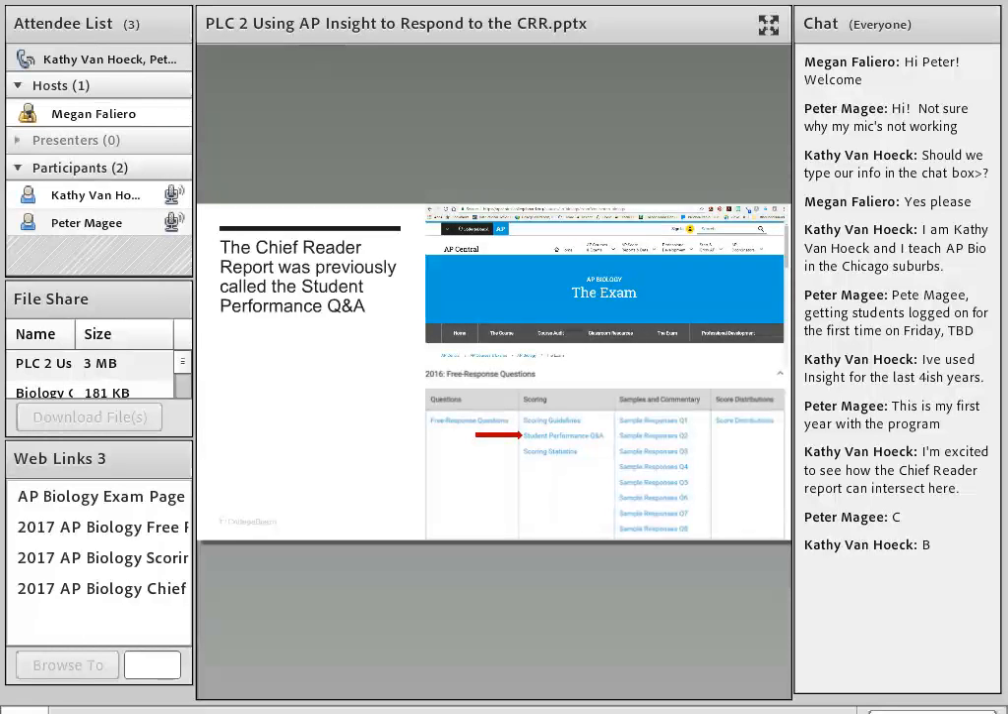So again, it used to be the Student Performance Q&A, and I think that's why they changed it, is a lot of people didn't know that that was what the Chief Reader Report was.